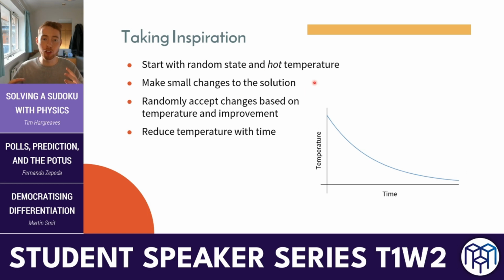And then we're going to make small changes to the solution, similar to those atoms moving around. And then we're going to randomly accept whether we want those changes based on the temperature and the amount of improvement that those changes made. So if the improvement to our solution is big, then we are more likely to keep it. If the temperature is high, we're more likely to keep it. So basically, lots of changes at the start, and as we cool, things start to slot into place just like those atoms, and we approach the more optimal solution. And as I mentioned before, we reduce the temperature with time, often in this exponential fashion.